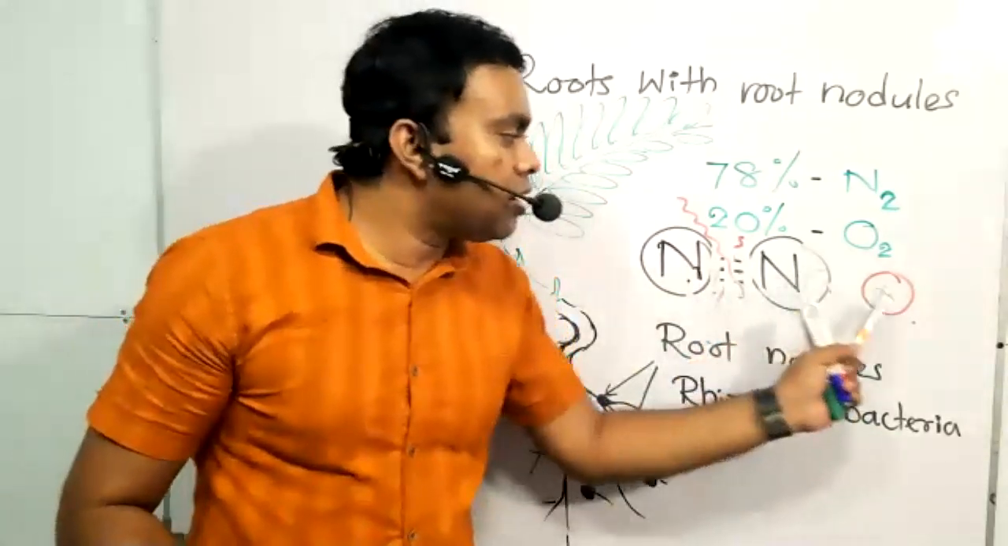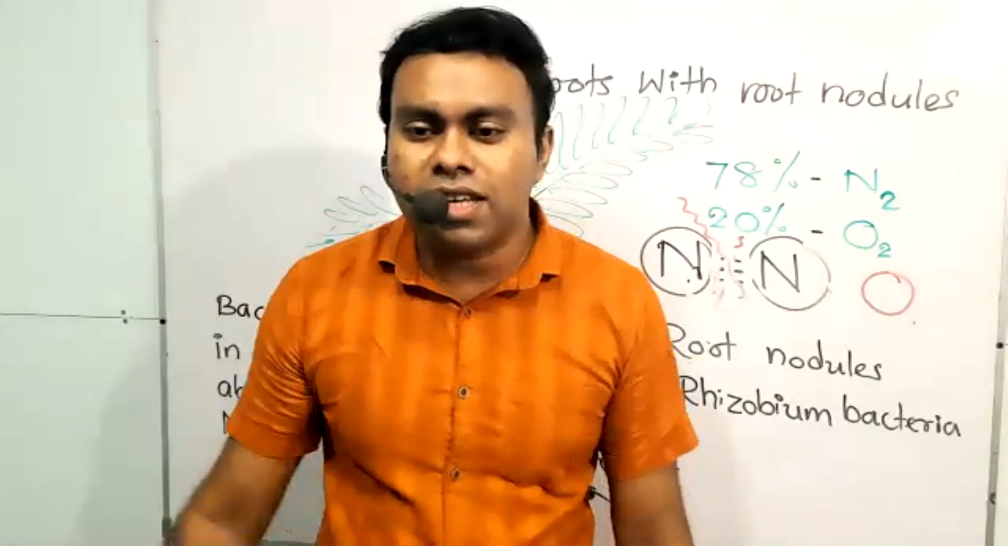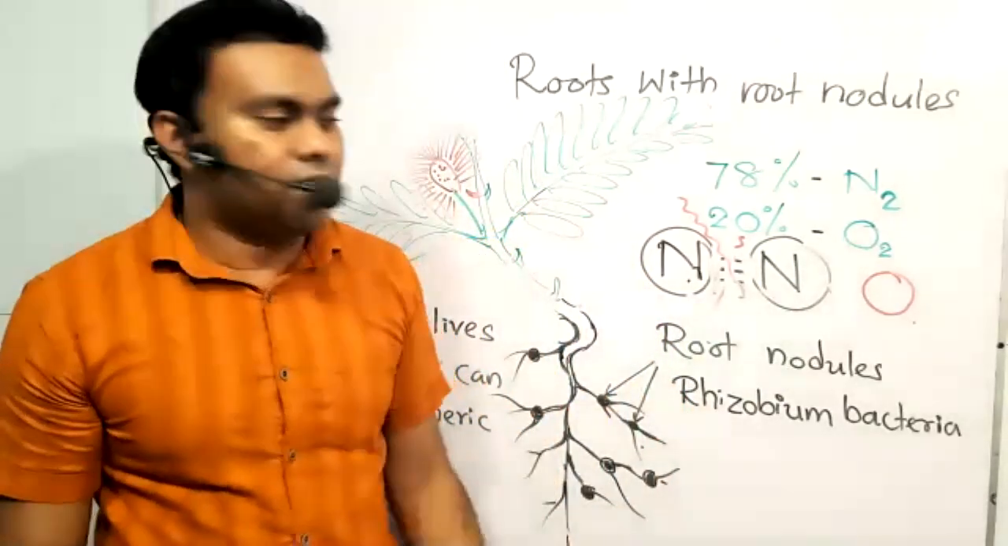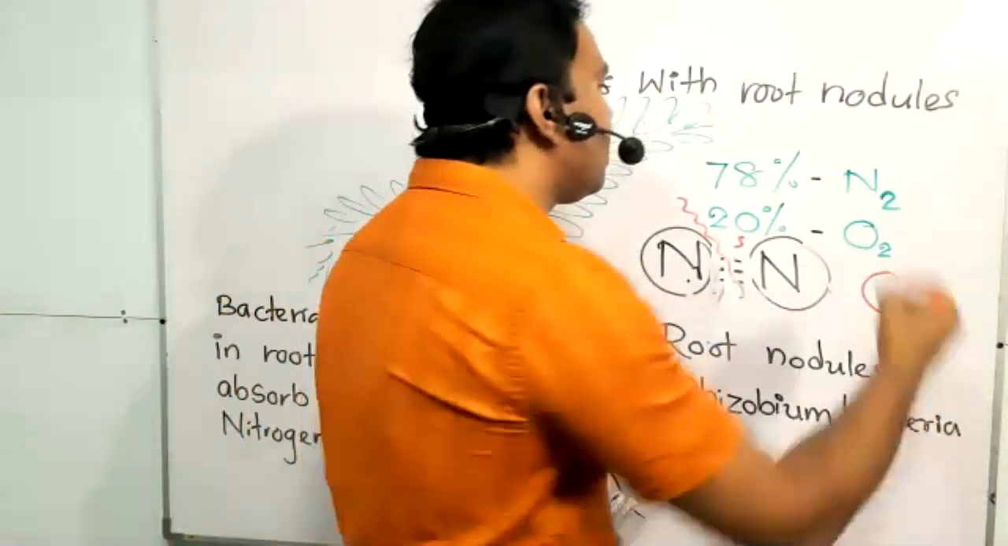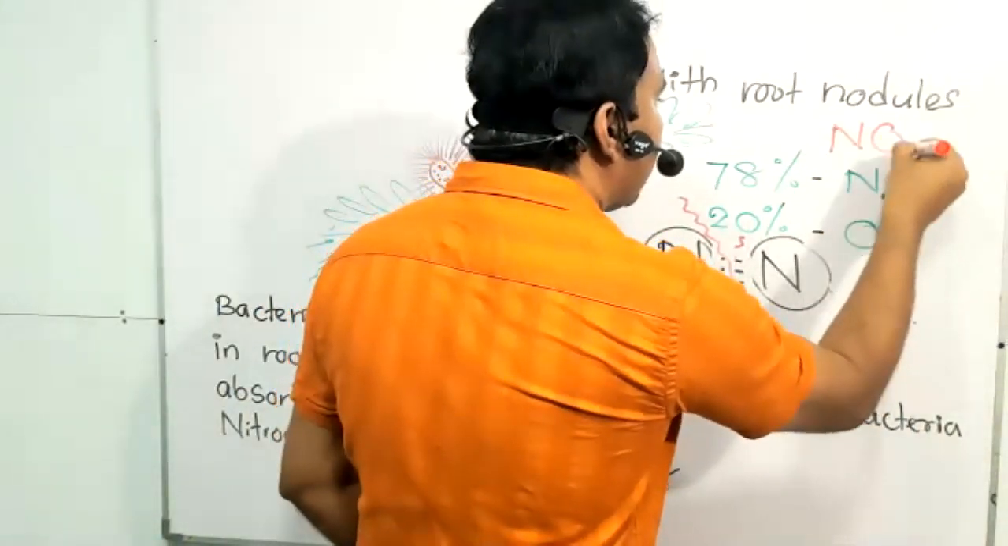So by combining with oxygen, what is formed? What's that gas? Nitrogen dioxide, NO2 gas is formed.